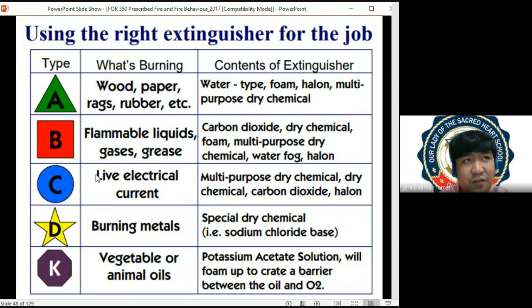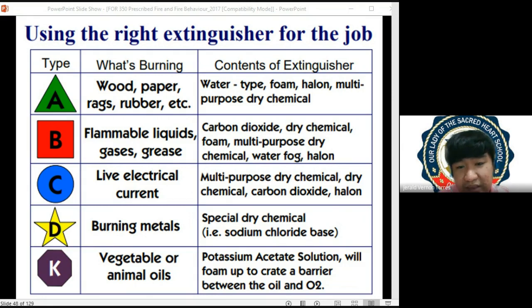Pag class C naman, it's due to electrical overheating. So, kailangan niyo gamitin is multi-purpose dry chemical, carbon dioxide, and halon. Kung napapansin niyo sa class C fire, hindi kayo pwedeng gumamit ng wet extinguisher, kasi electrical wire yan. If you use water, pwede mag-cause yun ng electrocution. That's why in class C fire, usually dry extinguisher ang ginagamit natin.